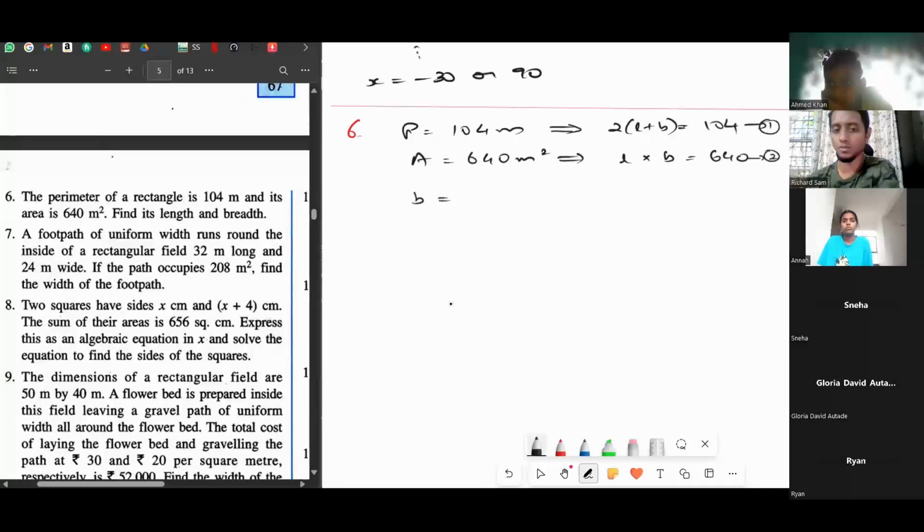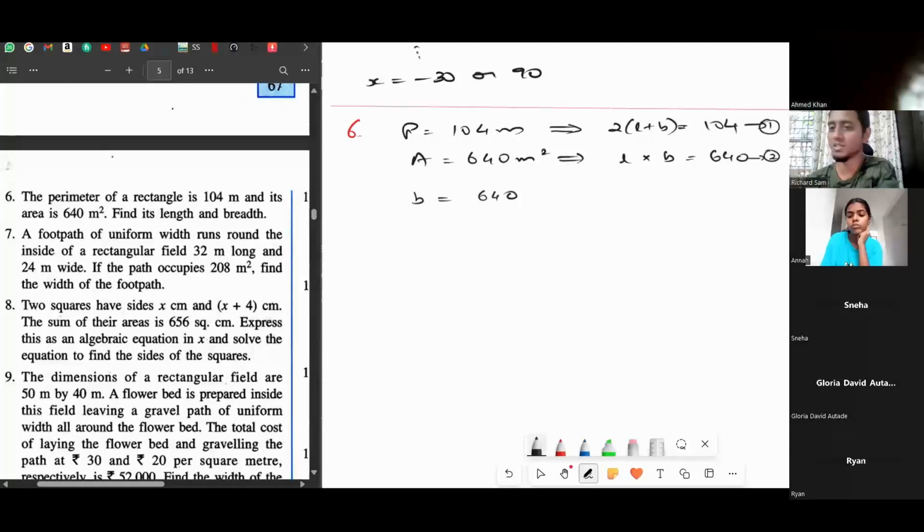So B is equal to, tell, come on. Why are you looking down? Make, Aman, since you don't know linear equations, I'm asking you.